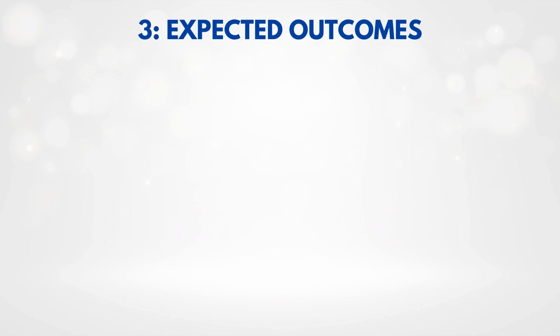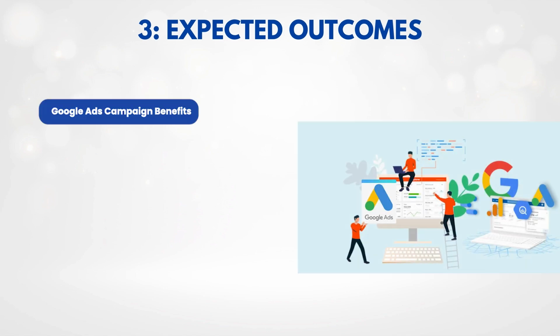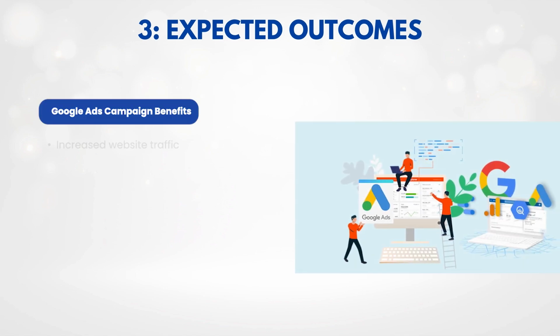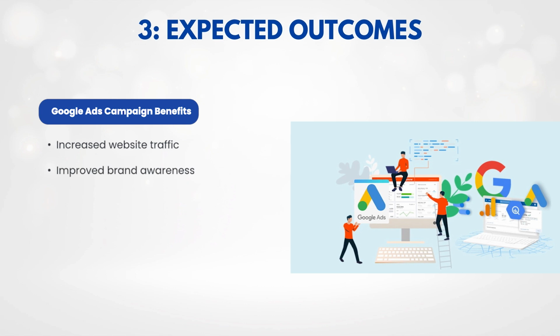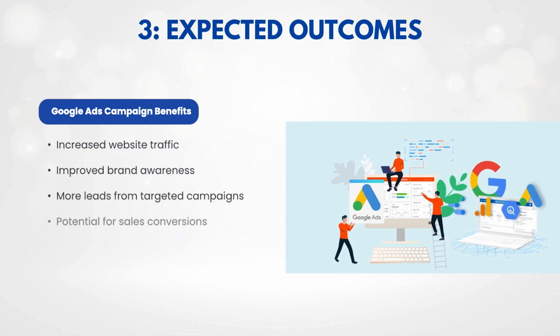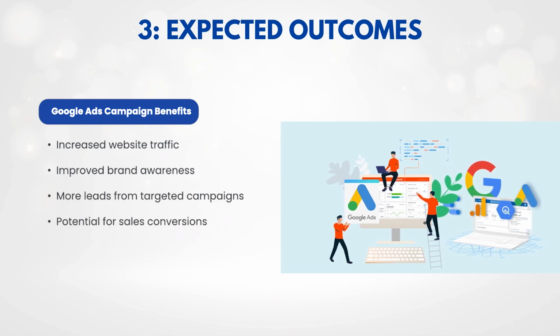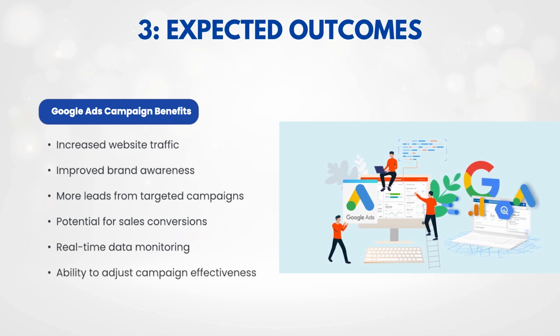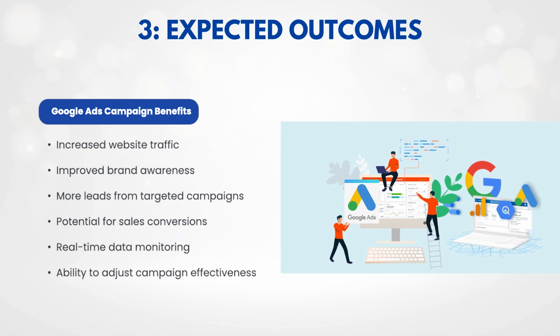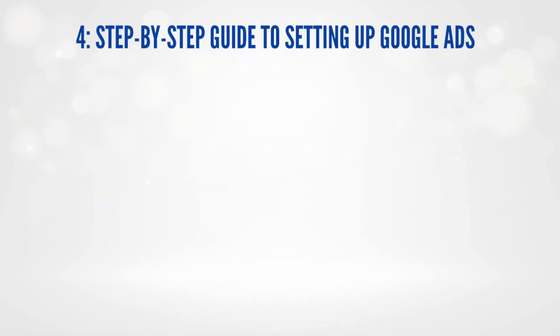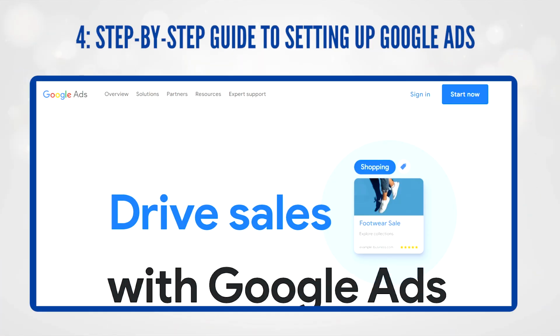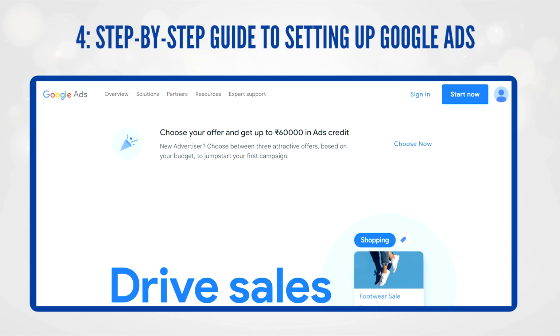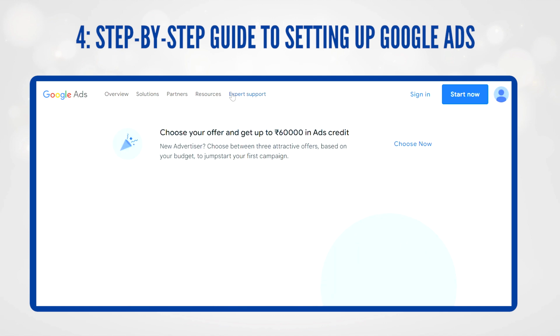Now, what can you expect after setting up a Google Ads campaign? If done right, you can see an increase in website traffic, improved brand awareness, more leads, and eventually conversions that turn into sales. And since Google Ads provides real-time data, you can monitor what's working and make tweaks as necessary. Let's walk through the steps of setting up your first Google Ad campaign. If you follow along, you will have a basic campaign ready in no time.